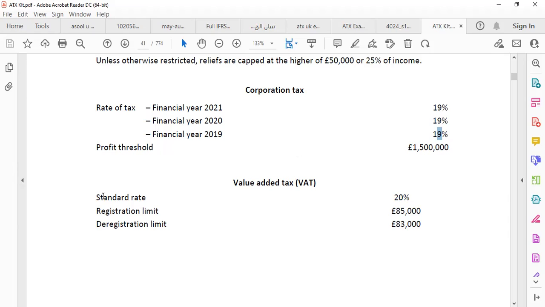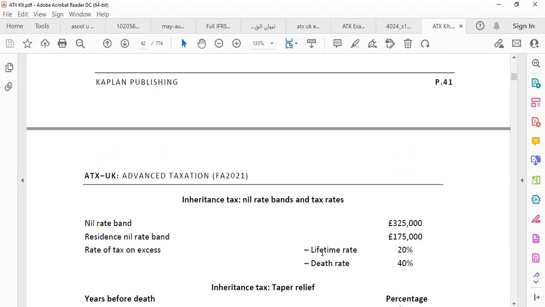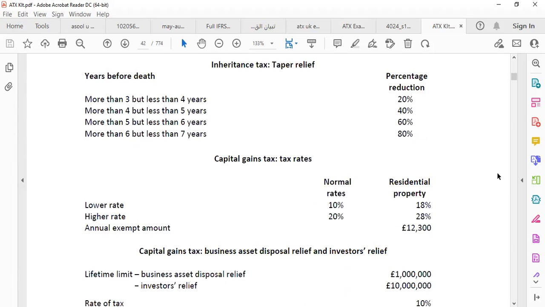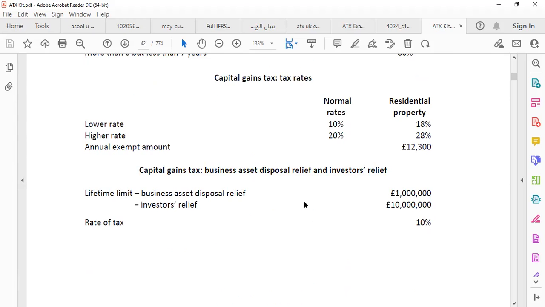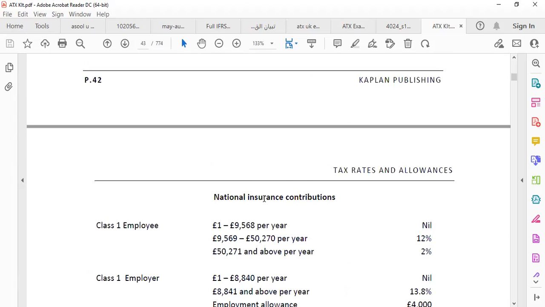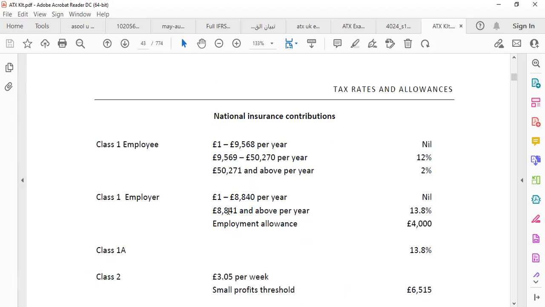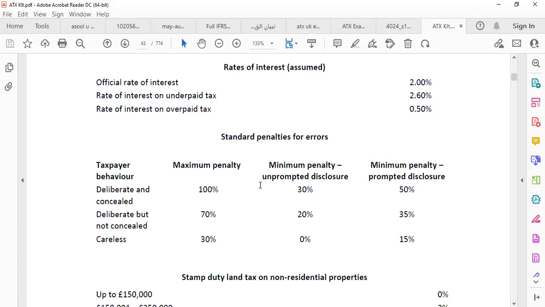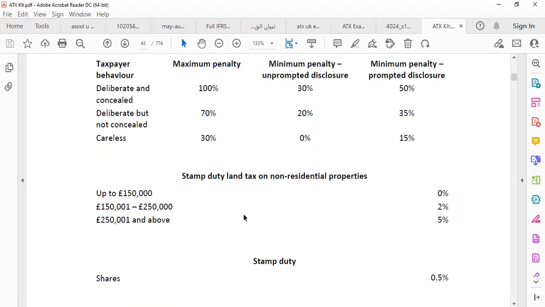Similarly, we have value-added tax. Standard value-added tax is 20%. And we have a registration limit because VAT is not compulsory for every business. There are thresholds given, so we have to identify when a company is eligible for value-added tax. Similarly, for inheritance tax, we have been given the rates. Capital gains tax rates are given. Some reliefs are also given. There is national insurance contribution, a huge list is given. Similarly, the penalties and official rate of interest, stamp duty, land tax.